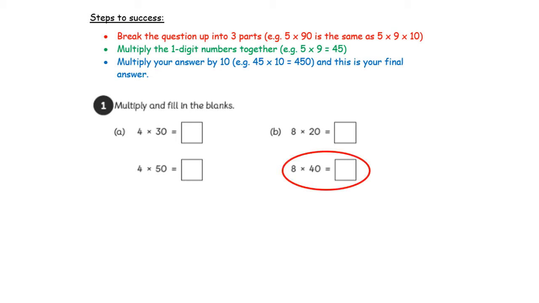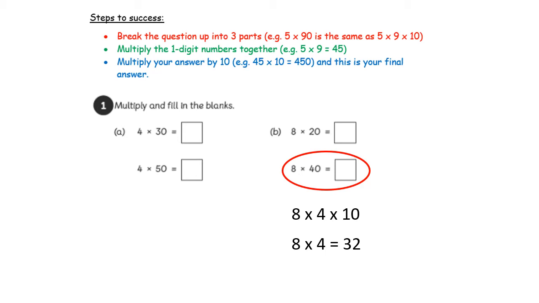Okay, so I'm going to go through an example with you on your sheet. Let's pick 8 times 40. So again, we'll follow our steps to success. The first thing we need to do is break up our question into 3 parts, so it won't be 8 times 40 anymore, it's going to be 8 times 4 times 10, because 4 times 10 is 40, okay? The next thing we need to do is multiply the one-digit numbers together. So we have 2 one-digit numbers, and they are 8 and 4. So let's do 8 times 4, and that's 32, okay?